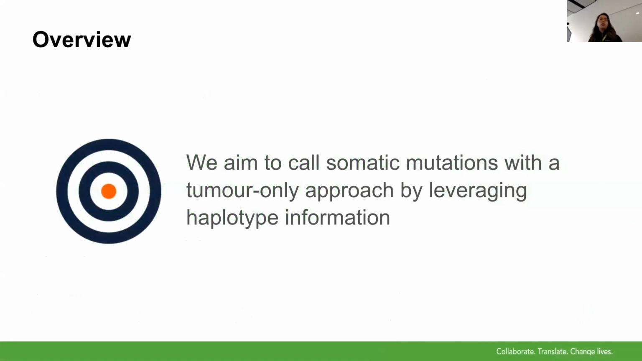So a general overview of the work that I'll be talking about. This project stemmed from a collaboration with Dr. Trevor Pugh's lab, where we're trying to understand the genetic etiology of glioblastoma. And part of my project is trying to call somatic mutations with a tumor-only approach using a haplotype-based method and leveraging the phasing information from linked reads.